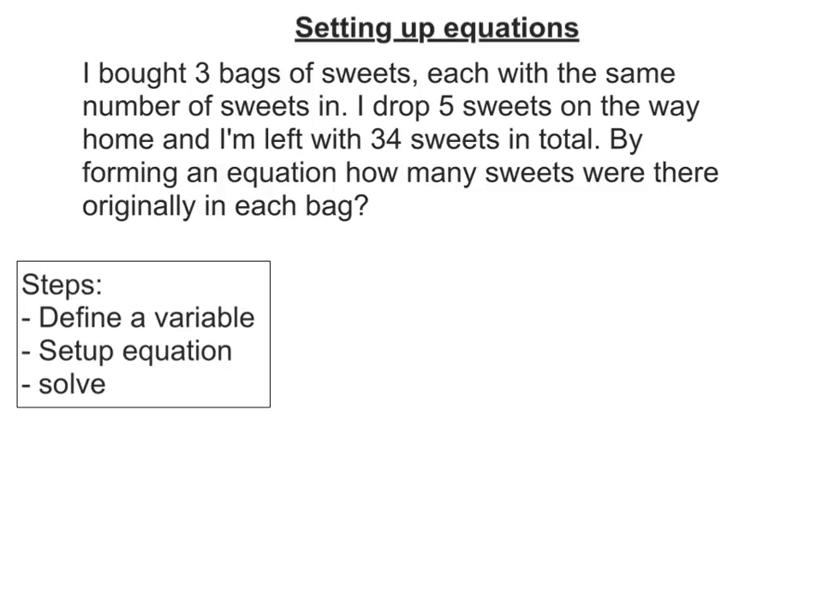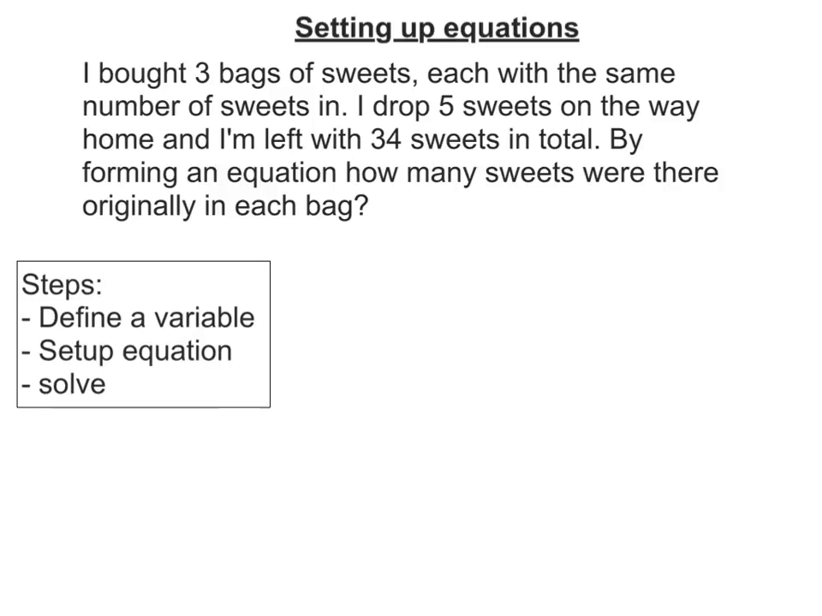Here's the second question. I bought 3 bags of sweets, each with the same number of sweets in. I dropped 5 sweets on the way home, and I'm left with 34 sweets in total. By forming an equation, how many sweets were there originally in each bag?